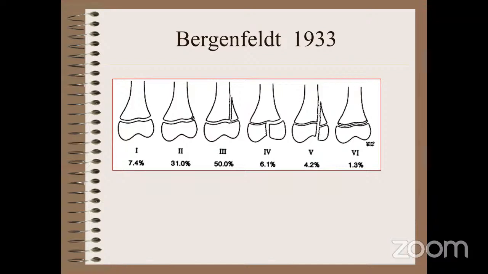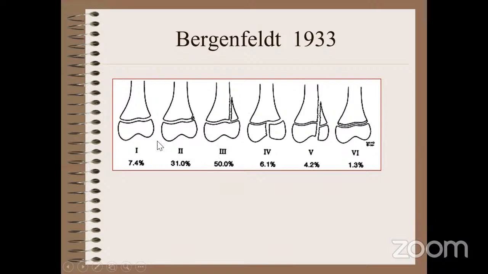So this was 1933. Bergenfield has given us 6 types. Just look at the classification. Type 1 is transfacial, type 2 is with a very small Thurston Holland fragment, a metaphyseal piece. Type 3 is with a large metaphyseal piece. Type 3 is today's Salter-Harris type 2. Type 4 is today's type 3. Type 5 is going across, and type 6 is a compression injury. But the majority of the injuries were type 2 and type 3 in Bergenfield, 31% and 50%. So 80% of injuries were type 2.